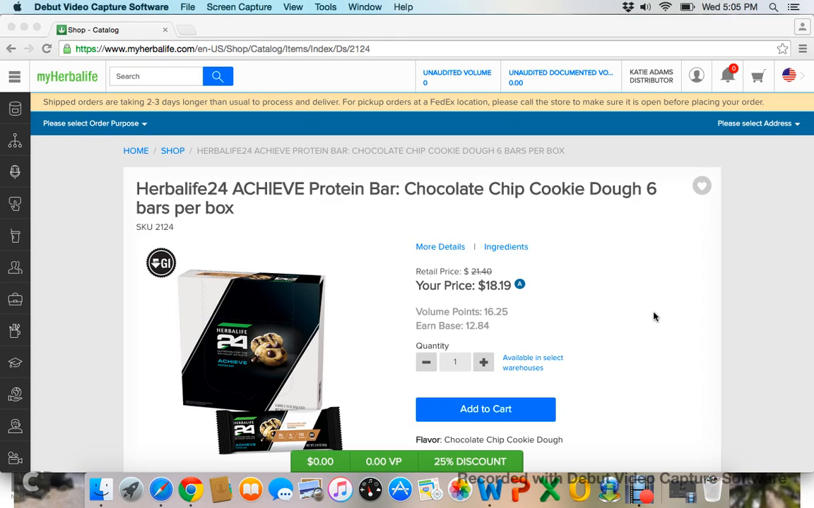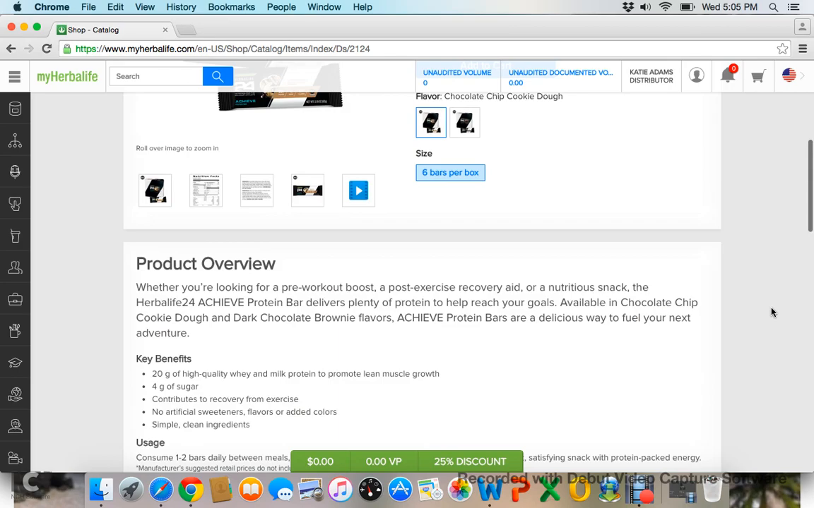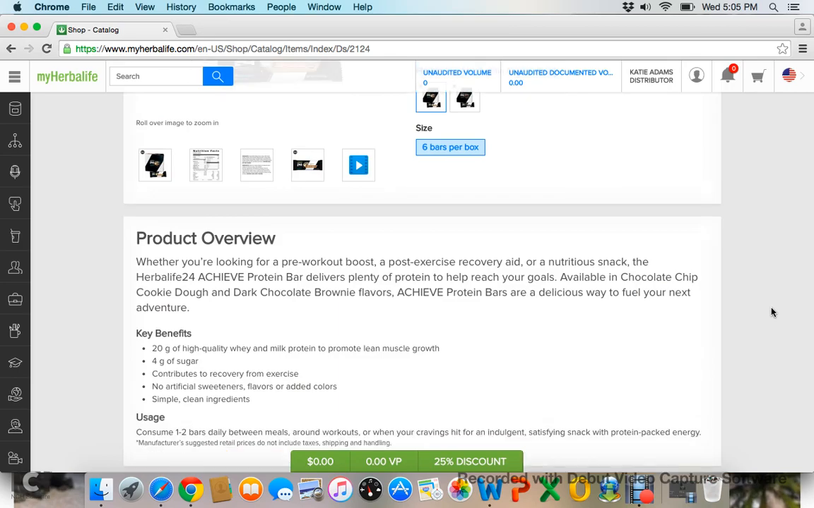They're part of the performance line, so if you are an athlete, these are great for you. They're only 230 calories, but the best part is they have 20 grams of protein, and milk protein to promote lean muscle growth. There's only 4 grams of sugar. Contributes to recovery from exercise.